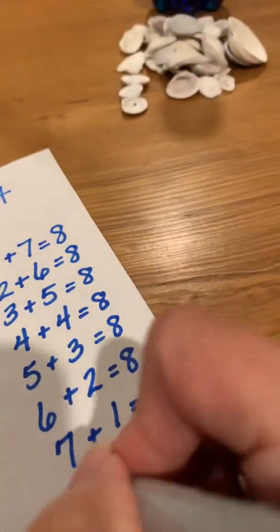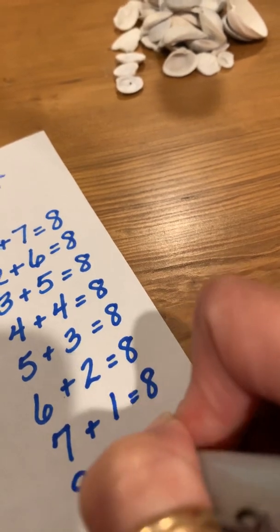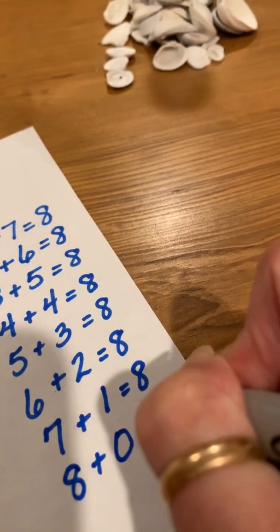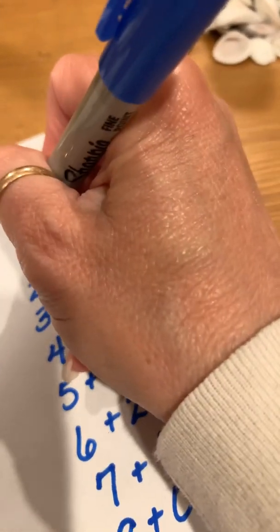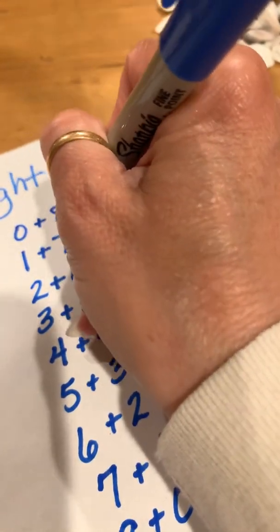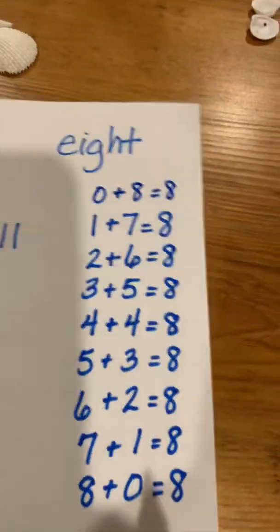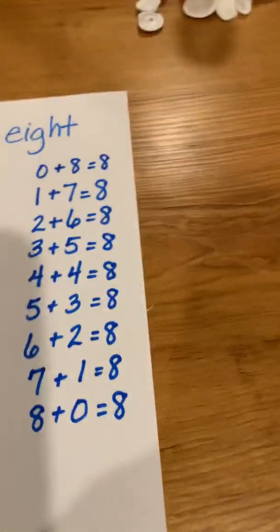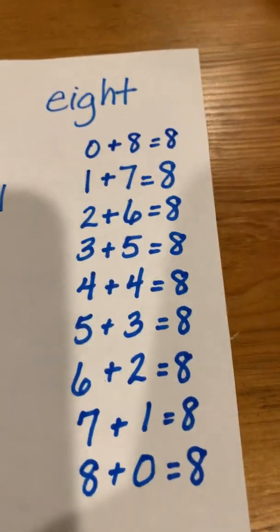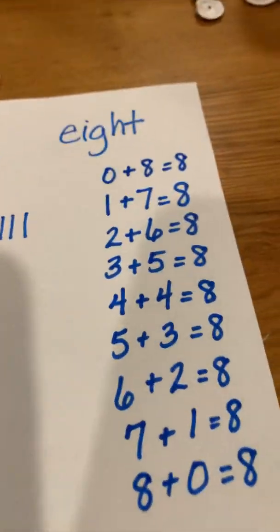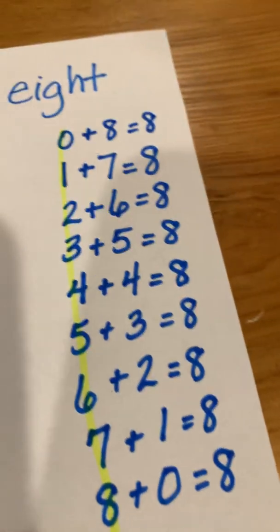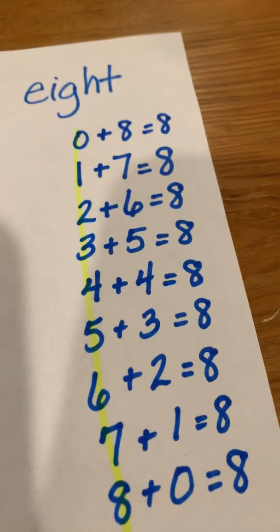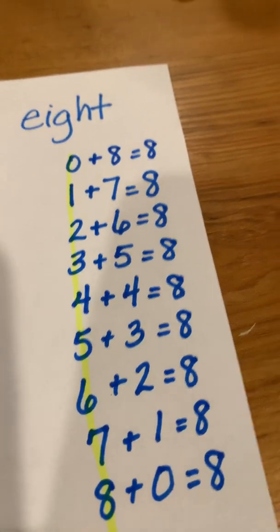Yes. 8 plus 0 equals 8. Does that have a twin? Yep, it goes up here. 0 plus 8 equals 8. Now look at what I just wrote. Do you see any patterns? You should, because you have great detective eyes. Do you see a pattern there? What are we doing? We're counting by ones.